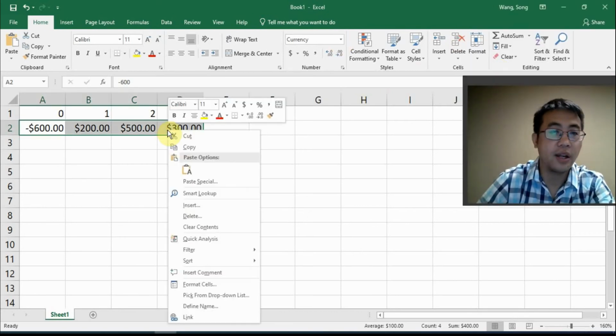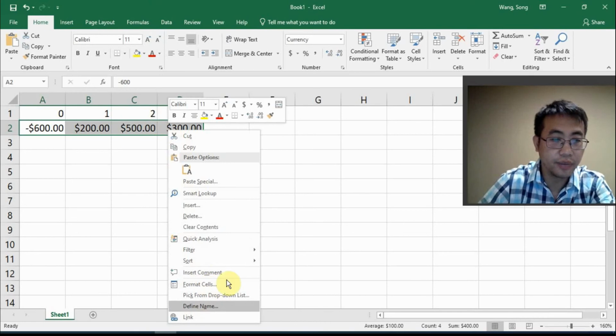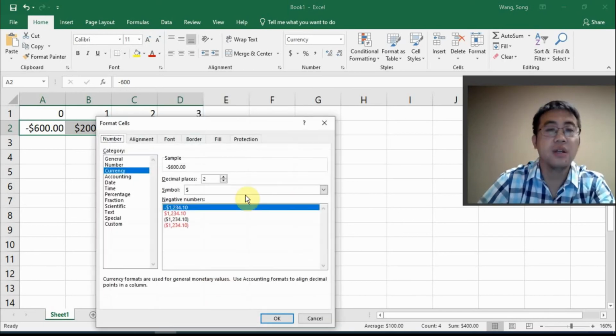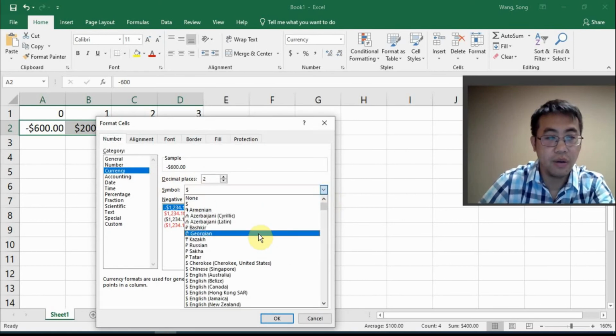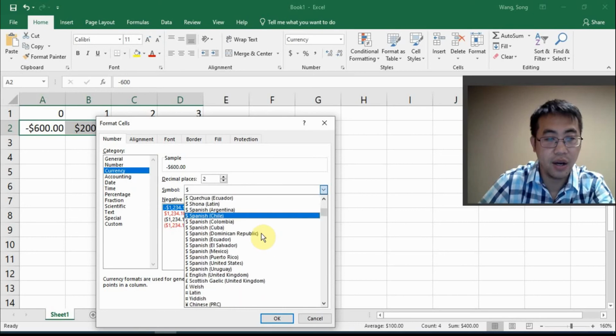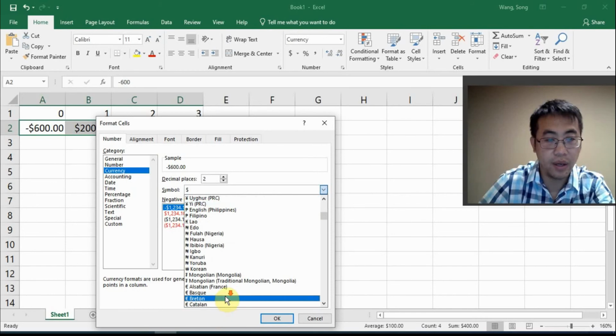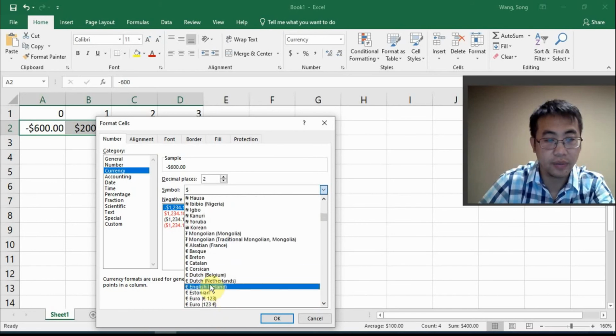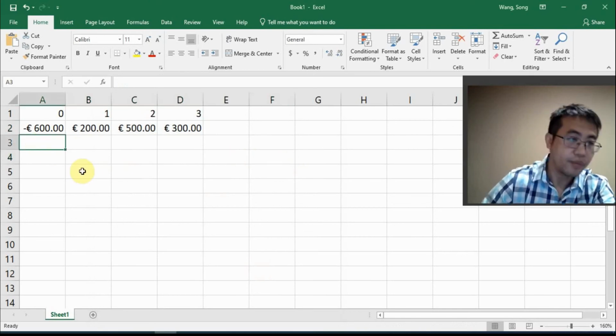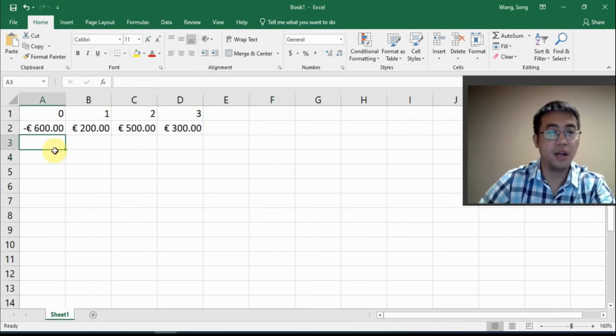I'm going to right click on it, and I will see Format Cells. It's right here, currency, the symbol. I want it to be euro. Just bear with me, I need to find the euro sign. Okay, right here. Alrighty.